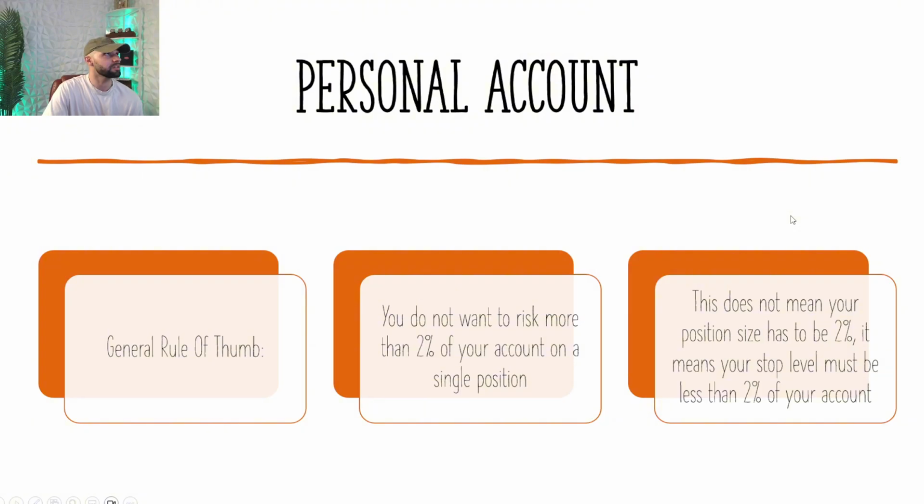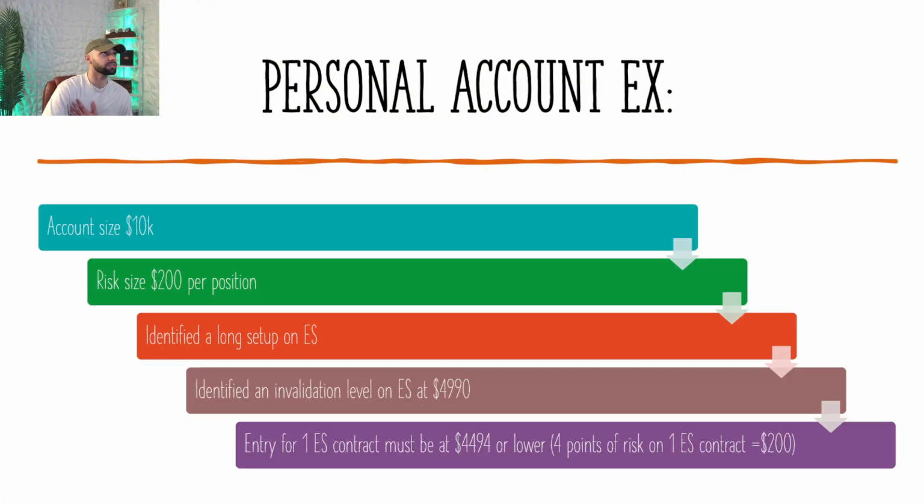On a personal account, you stick to this, and if your win rate's over 50%, you're gonna be chilling, right? With just a quick example, 10K account size, you're risking 200 per position. You found a long setup on the ES, right? Identified an invalidation level. We'll talk about invalidation levels at 4490. So for one contract, if you want to make sense for your risk, you must enter at 4494 or lower. So your risk is a little bit less, right? 4 points of risk on the ES with one contract is $200. Don't worry about that. It's too confusing for you. Just want to put that out there that risk is going to be super important no matter how good we are at trading. Managing risk is going to be key.